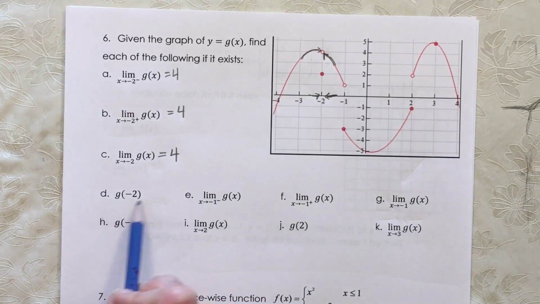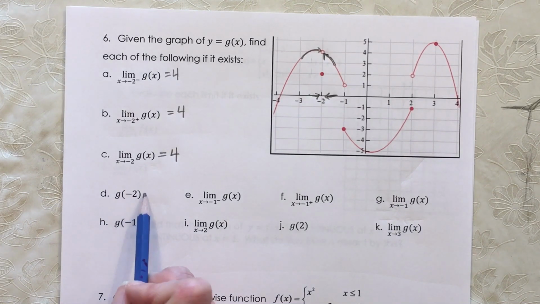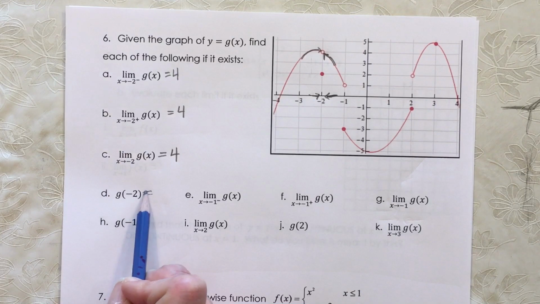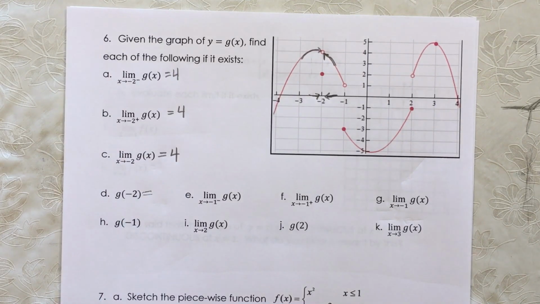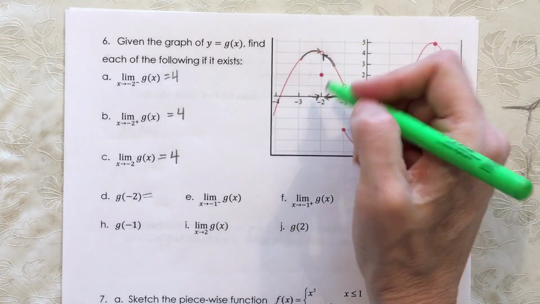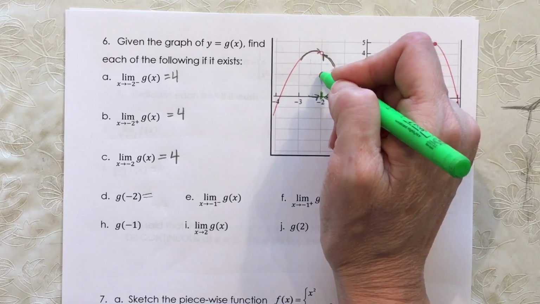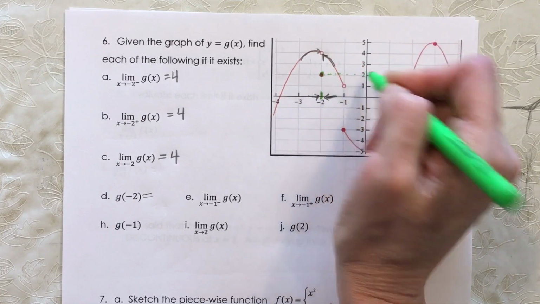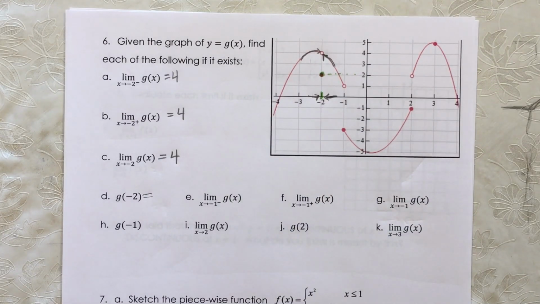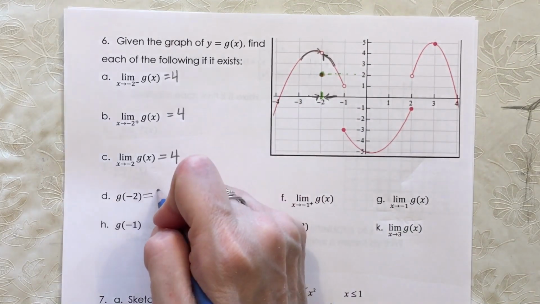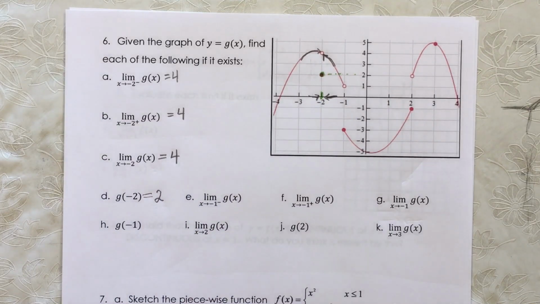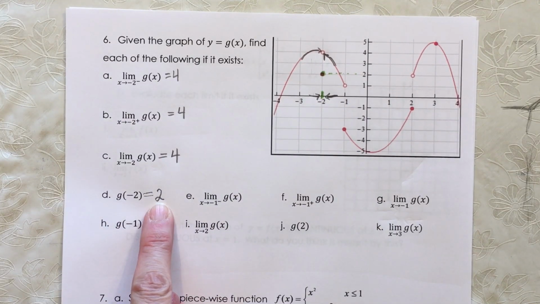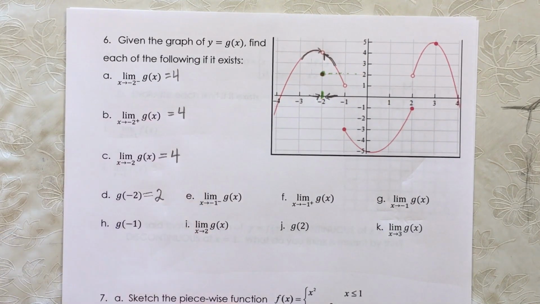Now notice how there's no limit here. It's just asking what's the value of this function when x is -2. So when x is -2, the corresponding y value is here, and if we look across, that's 2. So g at -2 is 2, even though the limit from the left and the right are 4. And that's definitely possible when you have these piecewise functions that have holes.